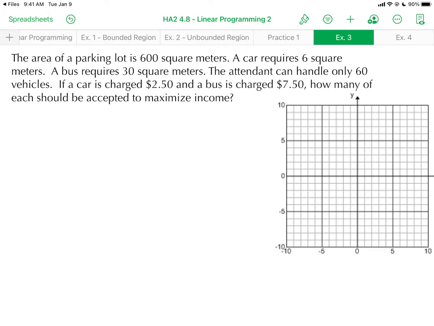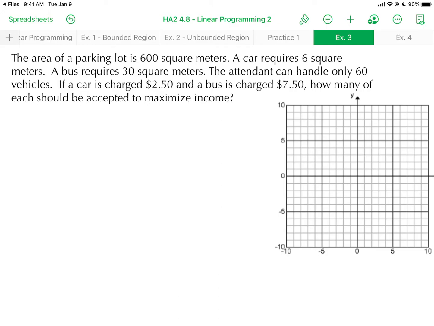Where we're running this business and we're parking vehicles, cars, and buses. And there's all these requirements or stipulations that we have to follow. We're going to use the information here to set up a system of inequalities, or constraints. We're going to graph them, and then we're going to come up with an objective function that we can use to, in this case, maximize our income, right? You're in a business setting, you of course want to make as much money as you can.